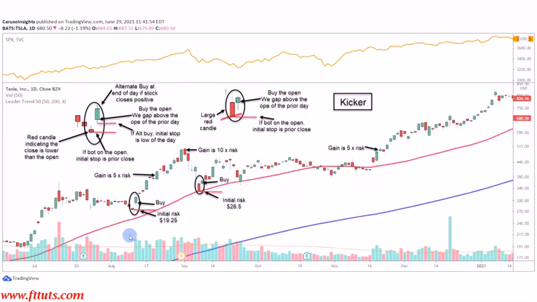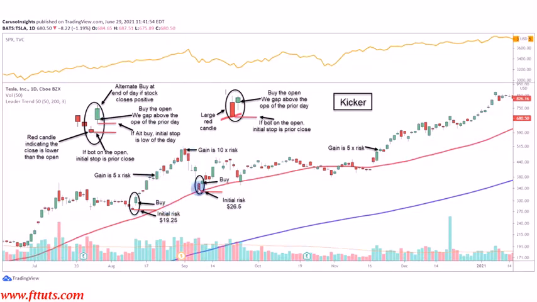In this example here, we're going to look at Tesla, and Tesla's been a huge winner for the past couple of years. This is the 2020 advance. And you can see along this advance, we had a number of times we had these great kicker patterns. We had a kicker pattern right here off the 50-day moving average, and we had a kicker pattern here off of this sideways consolidation. And you can see we had a red closing bar, we gapped higher, and you could have bought on the opening or on the close of that bar. You had an initial $19.25 risk. Very quickly you had a 5 times your risk move and then 10 times your risk move.